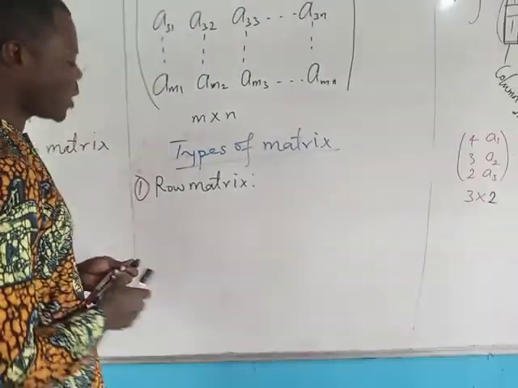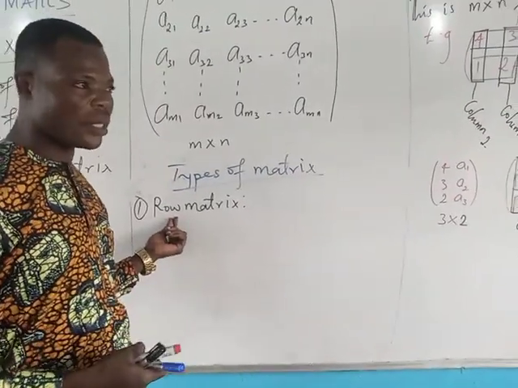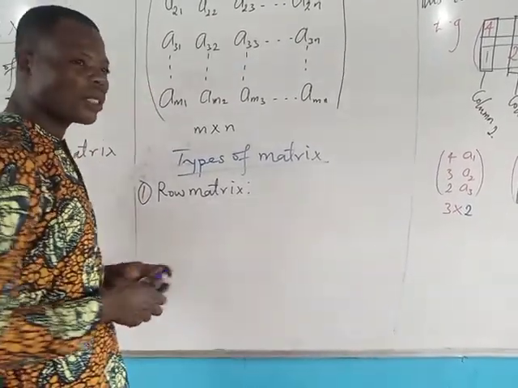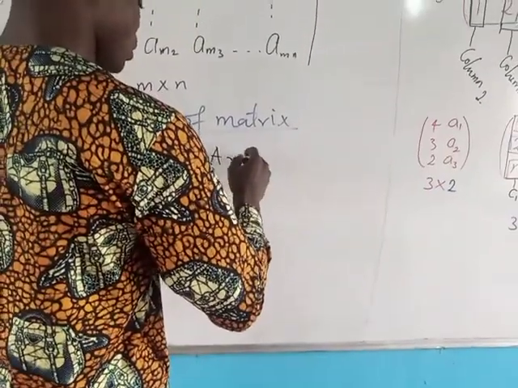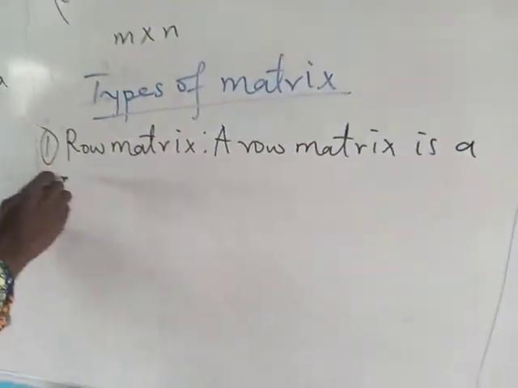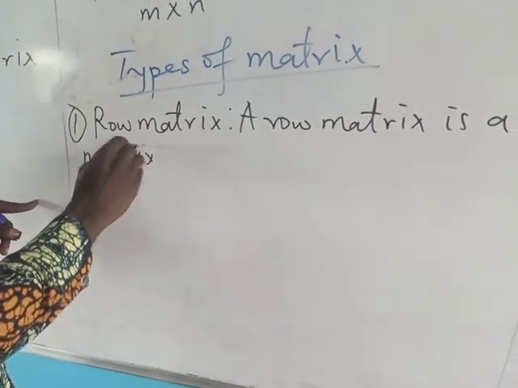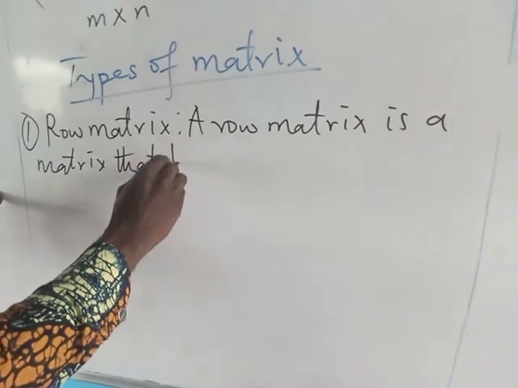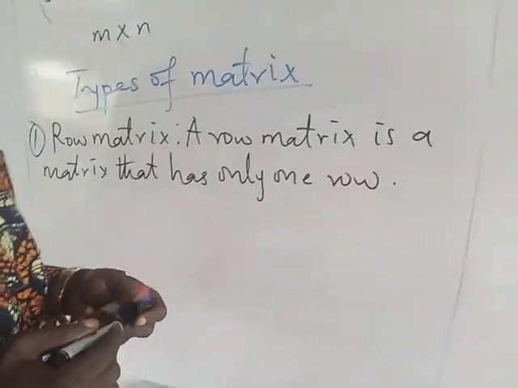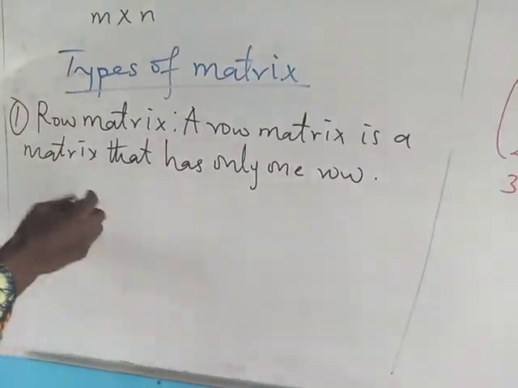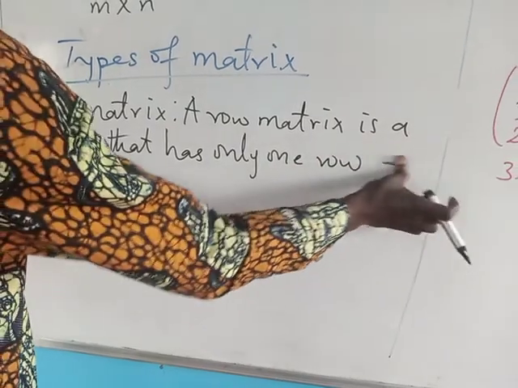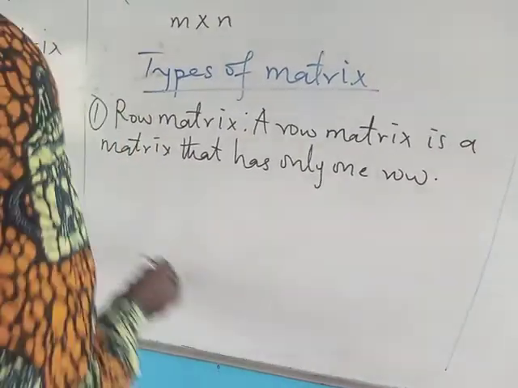As the name implies, we said row already is the least number in horizontal form. So a row matrix is a matrix that has only one row. A matrix that has only one row. Only one row.